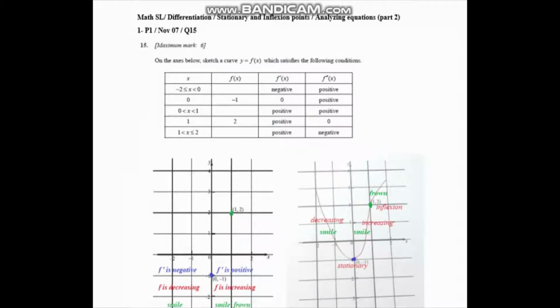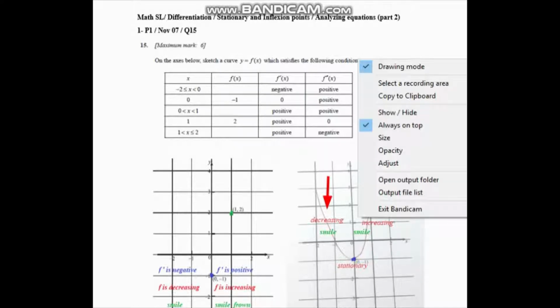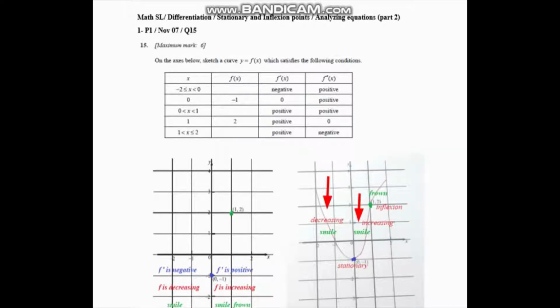So this is how the function should look like. On the left hand side I have a decreasing concave upwards or smiling function. On the right hand side I begin with an increasing smiling function right there, and after the inflection point I'm still increasing but with a frown or a concave downwards function. So I move from a smile to a frown at my inflection point, which is right there. This concludes our question. Take a minute to copy this down if you will. I shall begin the second question shortly.